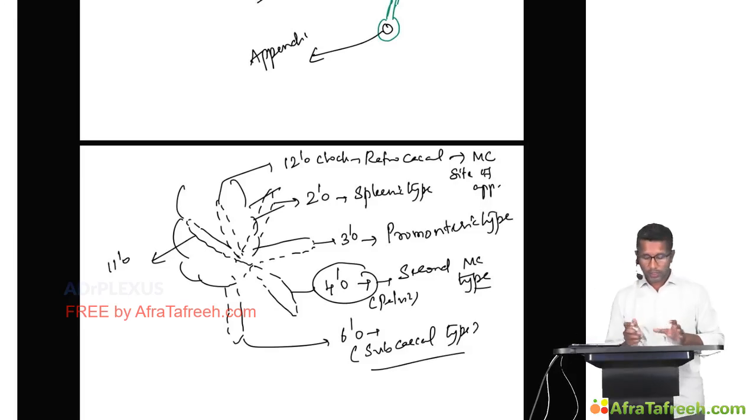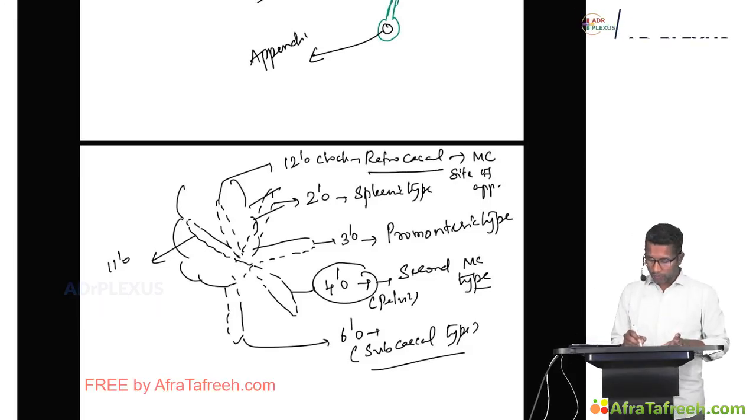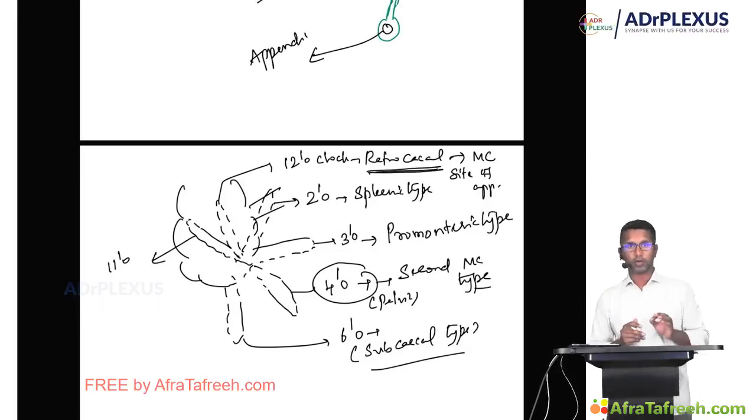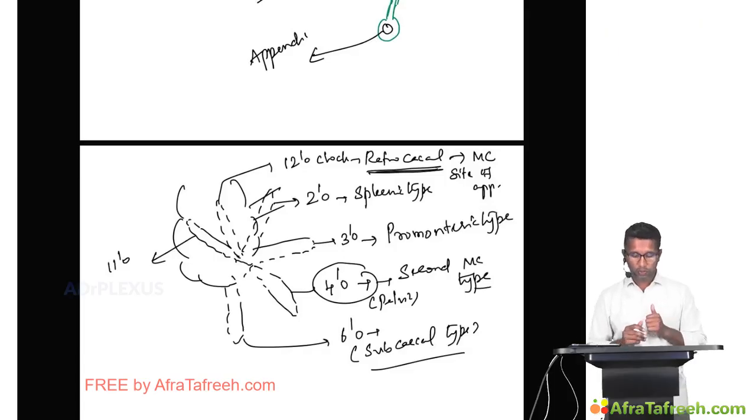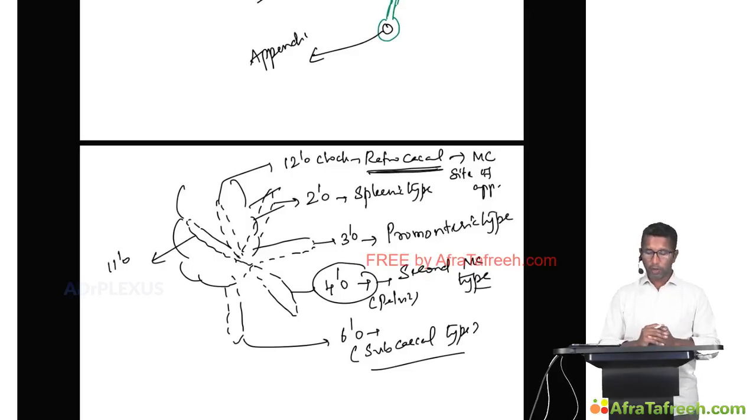So most important, the most common location of the appendix is the retrocecal position, or the 12 o'clock position. Now, how do you identify the appendix intraoperatively?